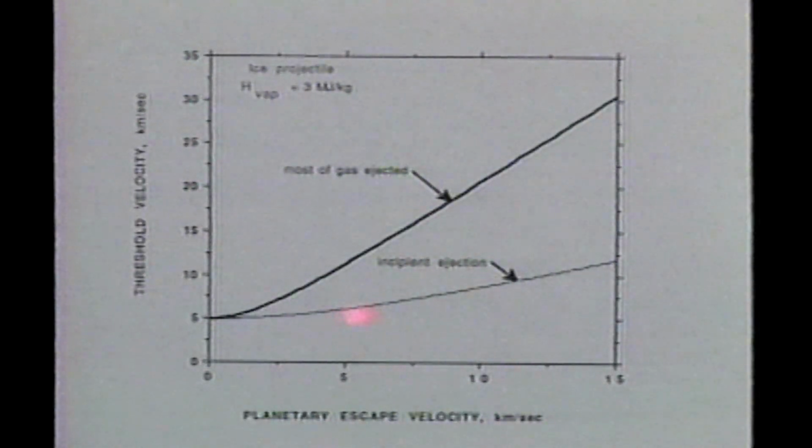The projectile velocity needs to be just a little bit over 5 kilometers a second, about 6.5 kilometers a second, in order to at least vaporize the projectile and have a small quantity, the very fastest part of the gas, exceed escape velocity. But that's not very much mass, and that's why I call this incipient ejection. This other curve is the velocity that the projectile must have in order for the average expansion velocity to exceed the planetary escape velocity. And you can see on Mars that's up around 12 or 13 kilometers a second. This is for an icy projectile with a small enthalpy of vaporization.